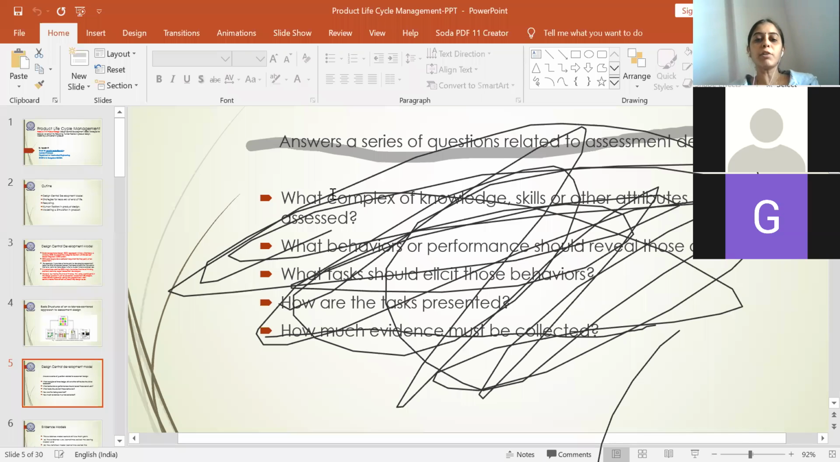So next is what complexity of the knowledge, skill or other attributes should be assessed. So the complexity of the design and other skills which are needed will be assessed. For assessment, there should be some rubrics or concepts on which it has to be evaluated. So these are the list which has to be evaluated for the assessment model.